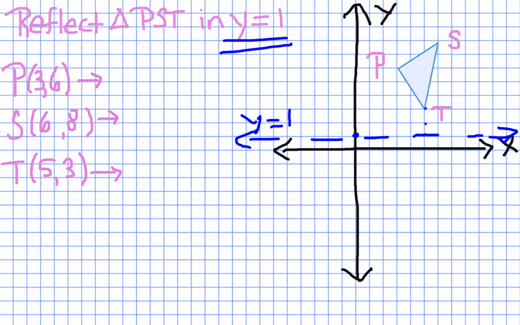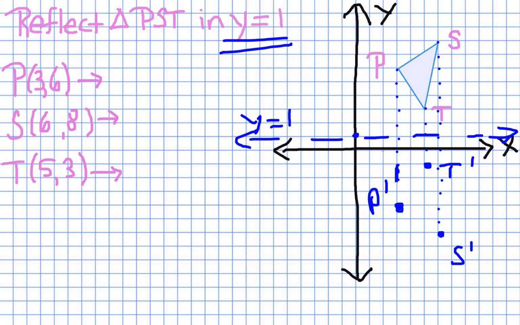T is 2 units away from the line of reflection. I'll continue 2 units to the other side to mark T prime. Now I'll go to S. S is 7 units away. I'll continue 7 units on the other side to make S prime. Going to P, P happens to be 5 units away. Continuing 5 on the other side will give me P prime.